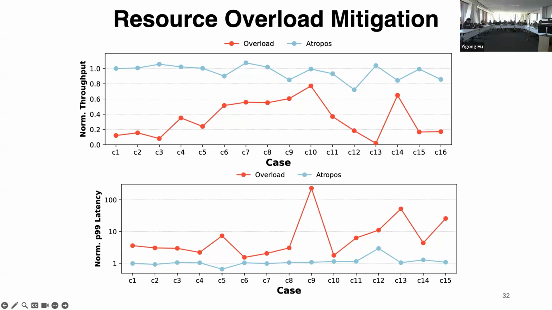And similarly, for the tail latency, it can guarantee the tail latency is the same as the non-overload case for all the cases, except one, where it slightly doubles the tail latency. But in comparison, in the normal overload case, there is a much higher increase in the tail latency.